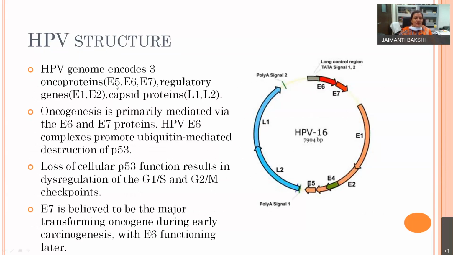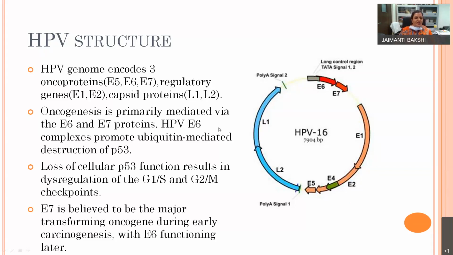So the HPV genome encodes 3 oncoproteins. These are E5, E6 and E7. These are the oncoproteins. There are 2 regulatory genes, E1 and E2, and 2 capsid genes, L1 and L2.